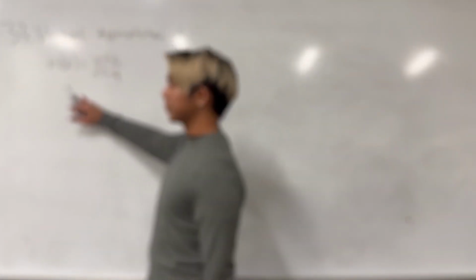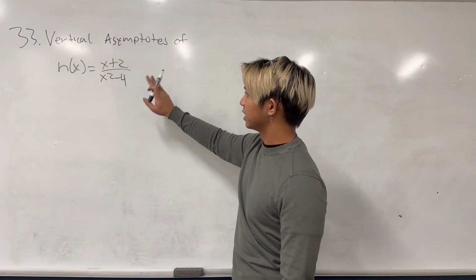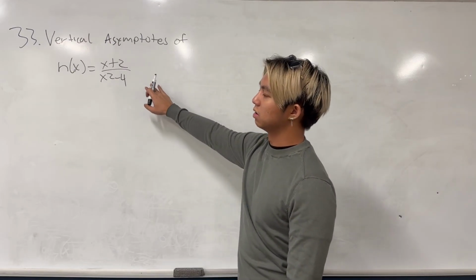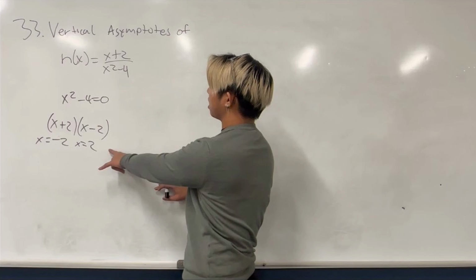Okay, and so number 3, it's asking, find the vertical asymptotes of the function h of x equals x plus 2 over x squared minus 4. Again, vertical asymptotes are pretty much like the domain. It's a fraction, so just take our denominator and set it equal to 0: x squared minus 4 equals 0. We know 4 is the square of 2, so this is just another difference of squares question.